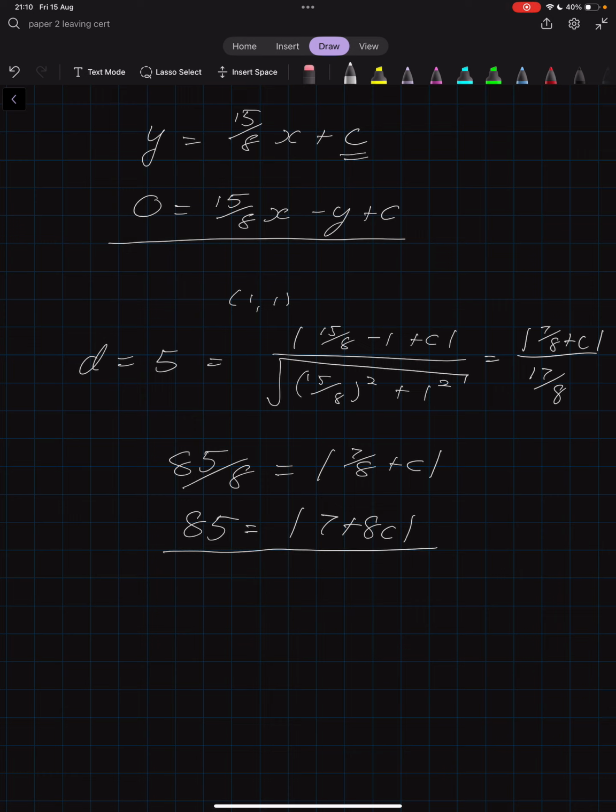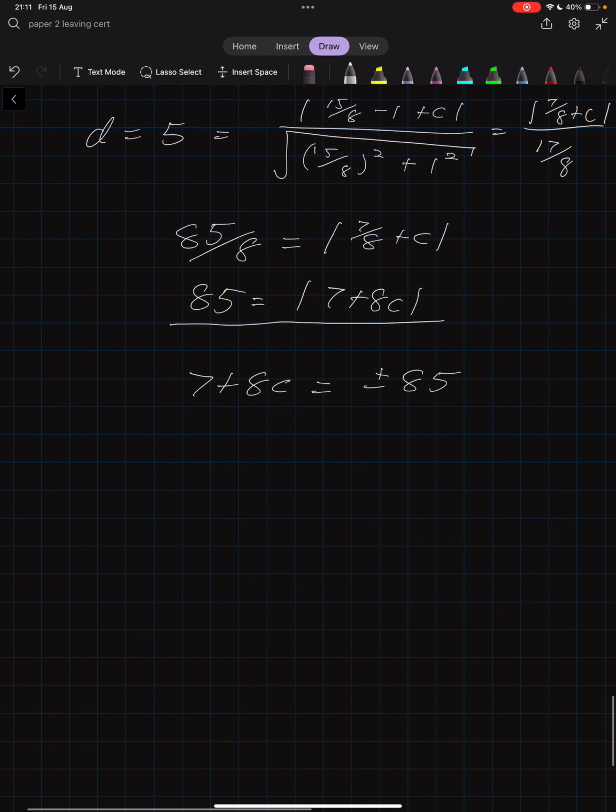Well, you can pause the video and just think about it. But the main idea is, if I told you the magnitude of x is equal to 2, what does that mean? That means x can either be plus or minus 2. So if the magnitude of 7 plus 8c is equal to 85, that means 7 plus 8c has to be equal to plus or minus 85. So first of all, let's say it's plus 85. So 7 plus 8c equals 85.